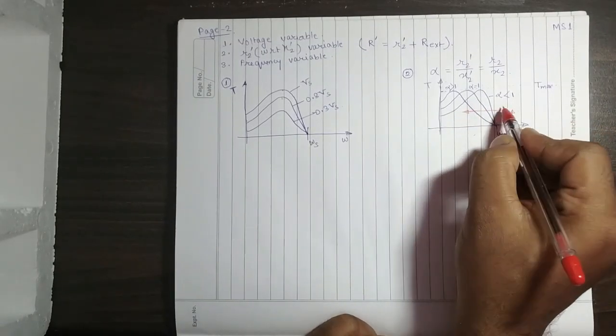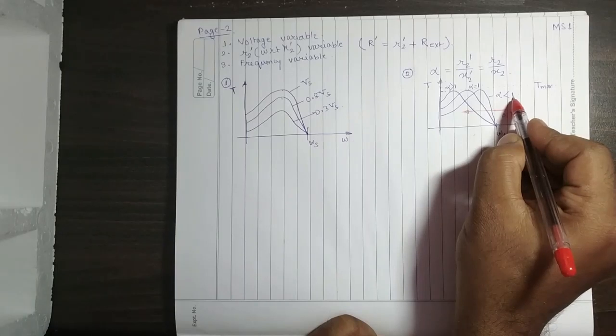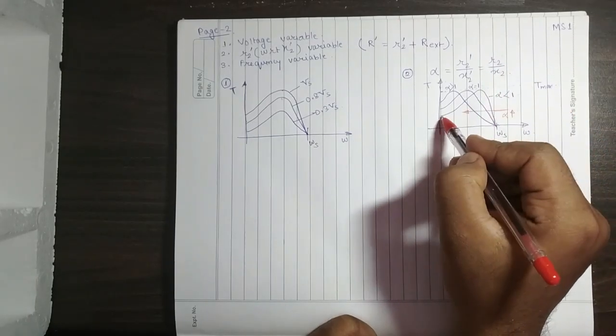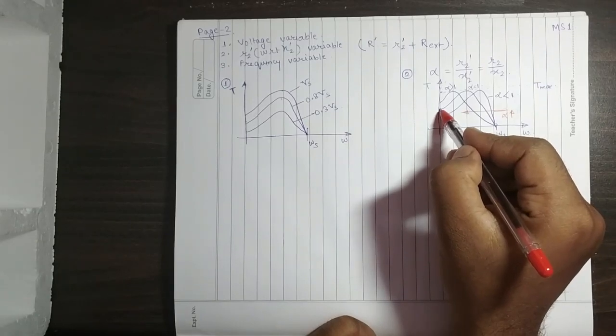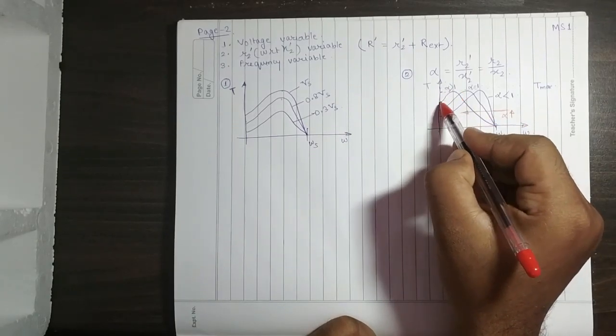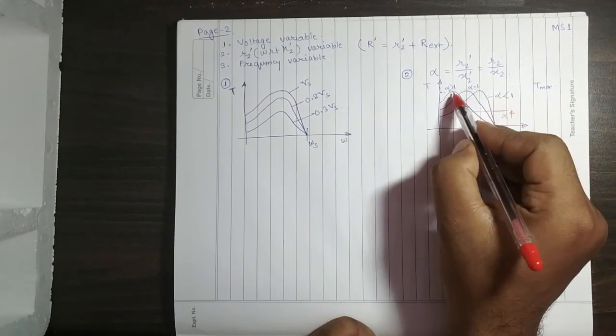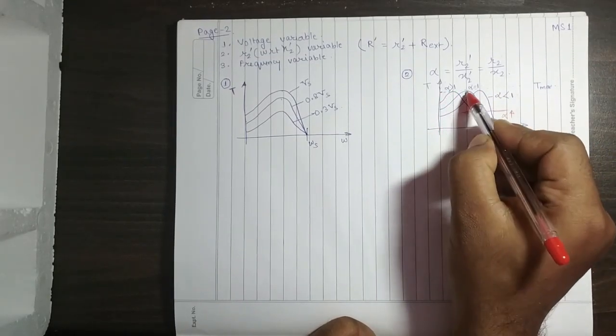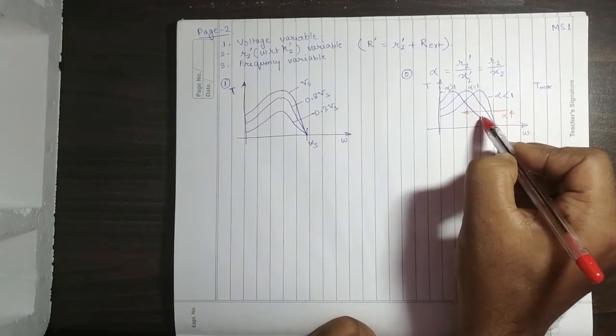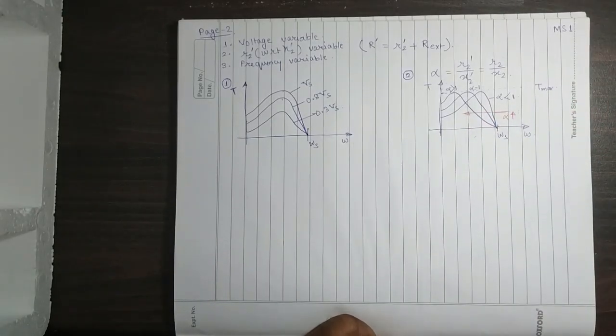You could very well see that where alpha is less than 1, the starting torque is low, and the starting torque is high for alpha equal to 1. For alpha greater than 1, the starting torque increases, but the maximum torque remains the same, while the slip at which the maximum torque occurs varies. So this is number 2.